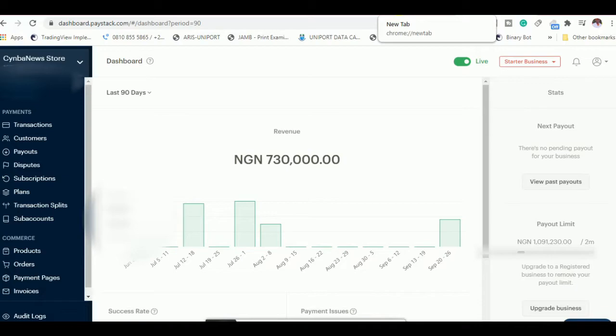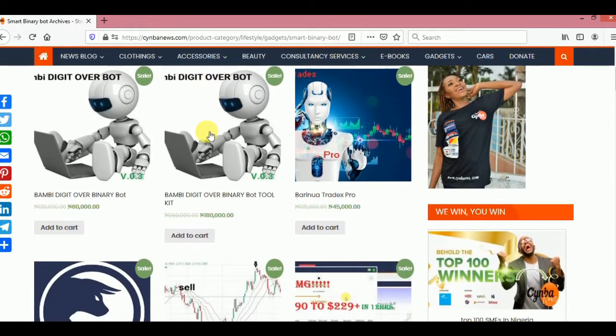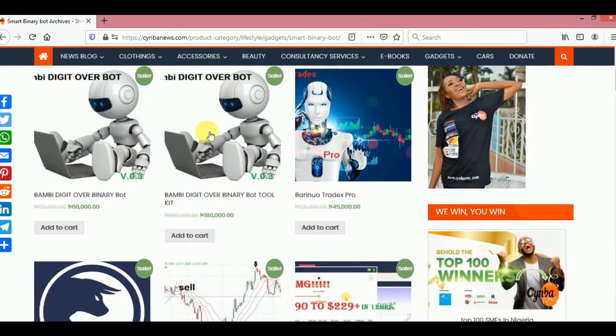Someone purchased the lowest bot on the site. People buy each of these bots almost every single day. And apart from buying the bots that I've already coded, and these bots are very amazing, top notch, people also contract me to code bots for them.